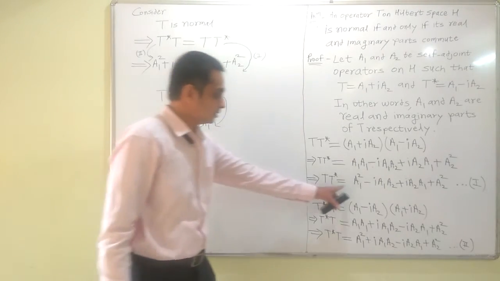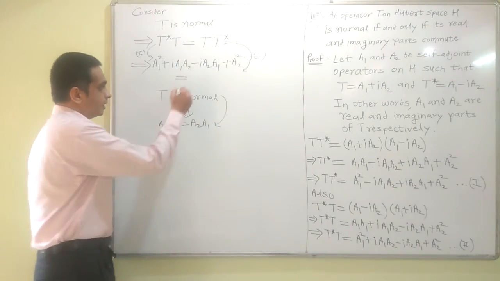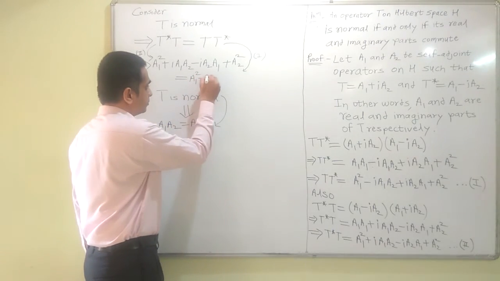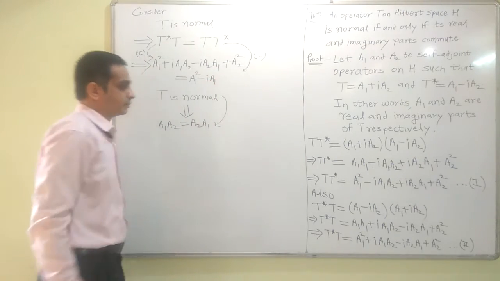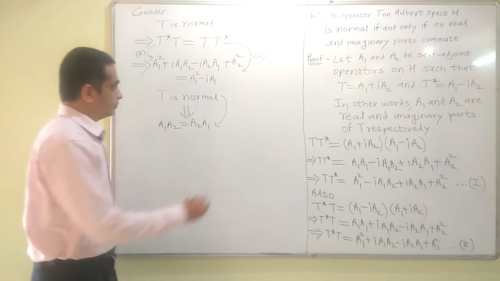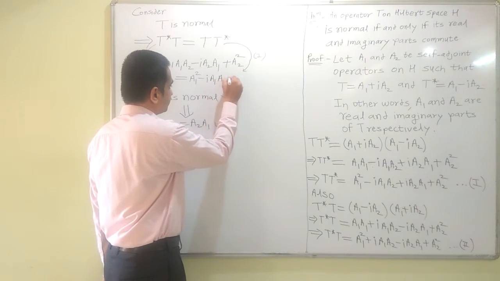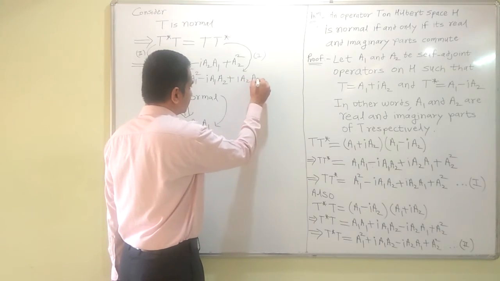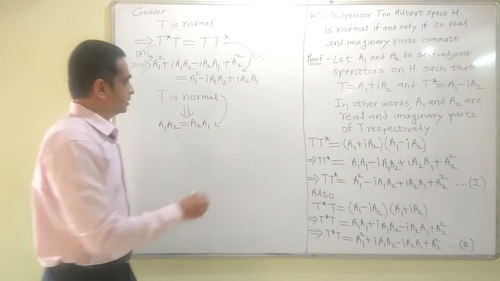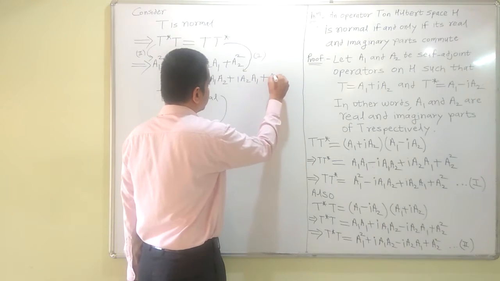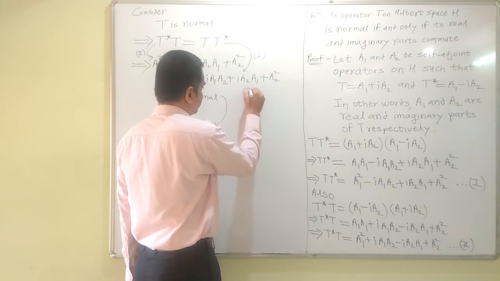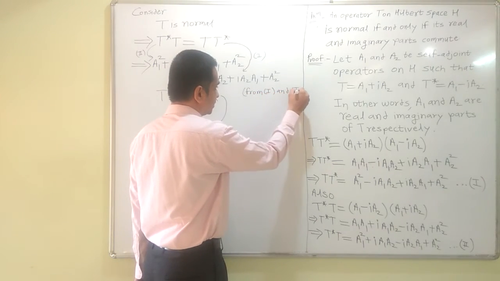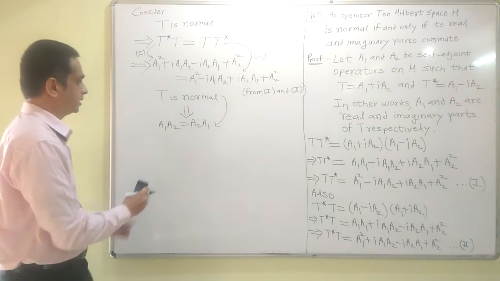So that is going to be equal to A1 squared minus i A1 A2 plus i A2 A1 plus A2 squared. So this follows from the first and second statements. You can give the reference here for the steps from first and second.